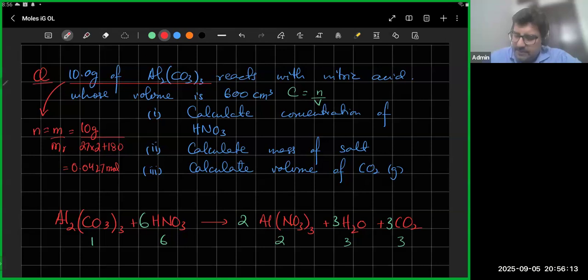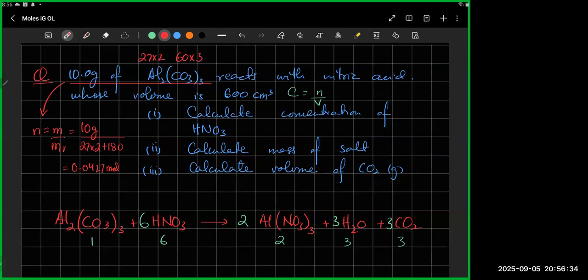मैंने तो ये किया था ना, 27 times 2. CO3 जो है ना, that's CO3 जो है ना, 12 plus 16 times 3, right? So that was, इसको करो ना, 16 times 3, 48 हो गया. 12, 60 हो गया. So it was 60 times 3, तो 180 हो जाता ना. ओके सर, ठीक है.